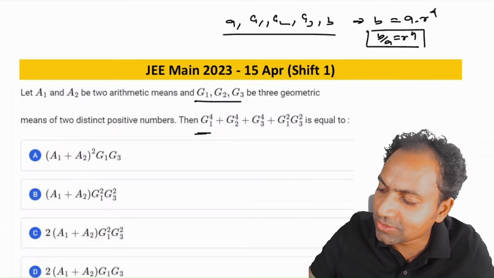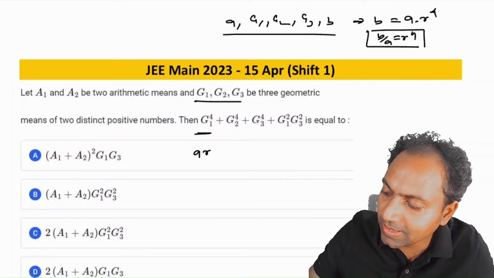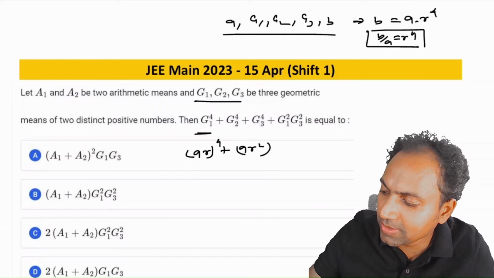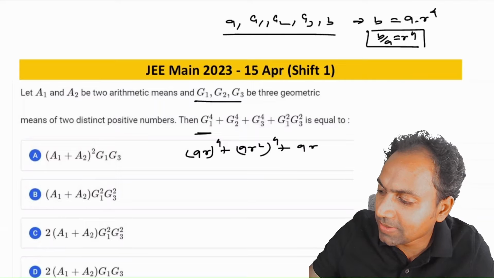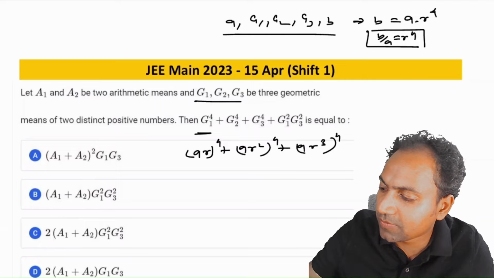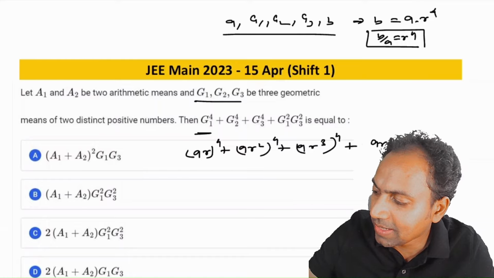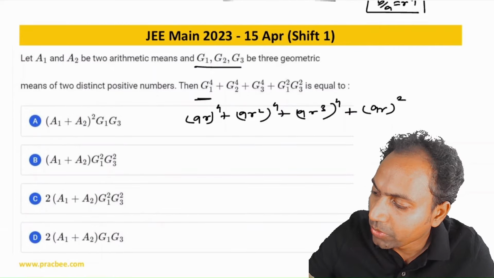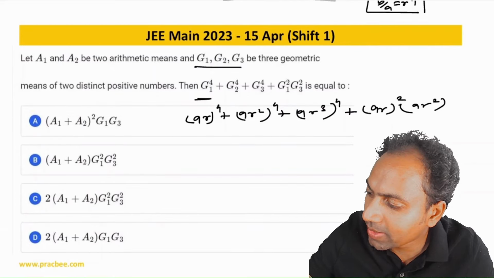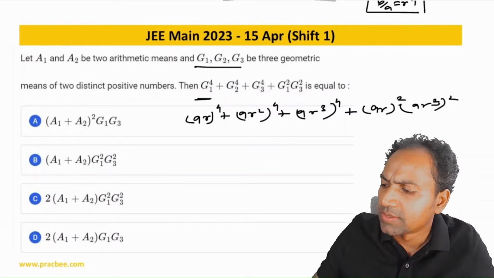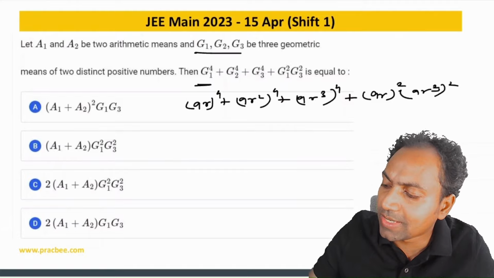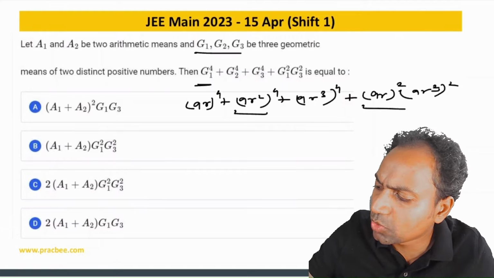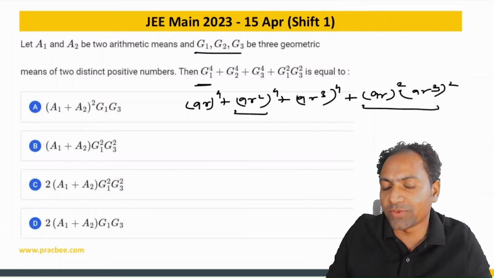So here, if I write this first, G1 is nothing but AR, G2 is nothing but AR square, G3 is nothing but AR cube, all raised to the power 4. And this is nothing but AR raised to the power 4, 2 into AR square, AR cube raised to the power 4. If we do this, now why are we doing this? Because once you do this, you realize that this term and this term come out to be equal. It is bound to be. Using property also we can conclude that.